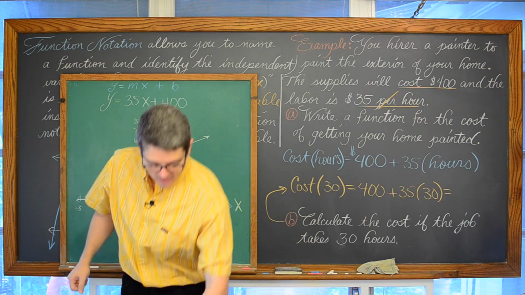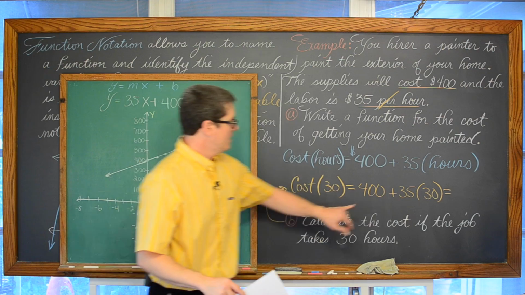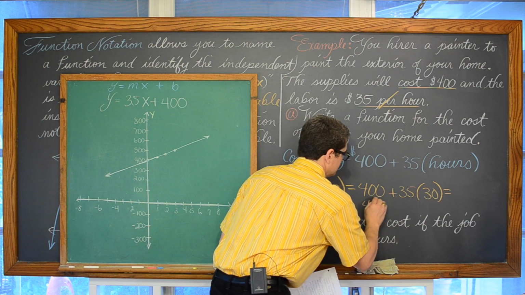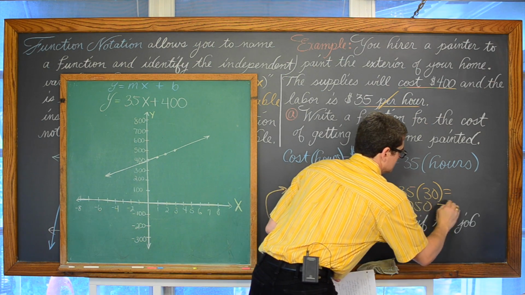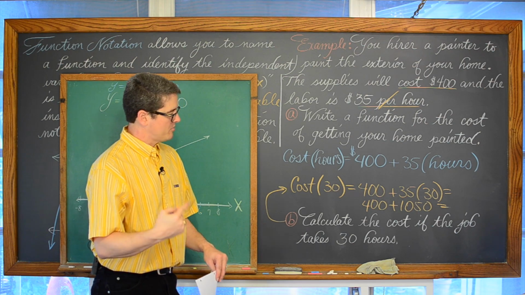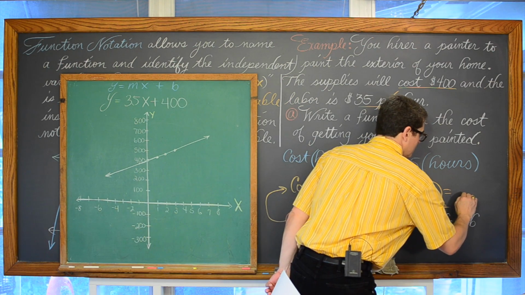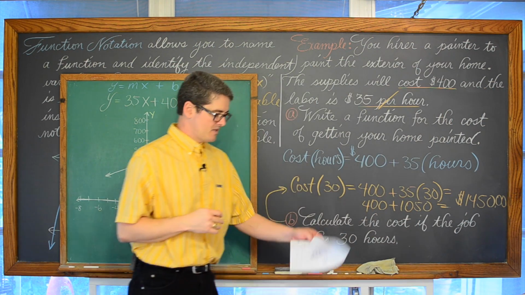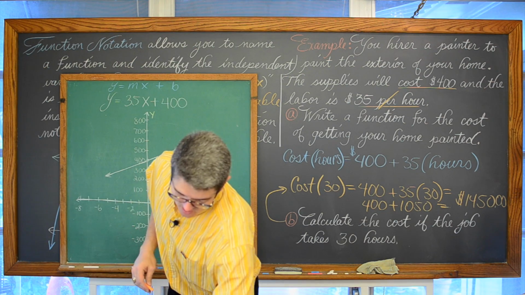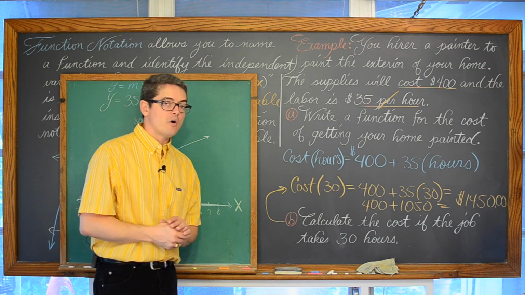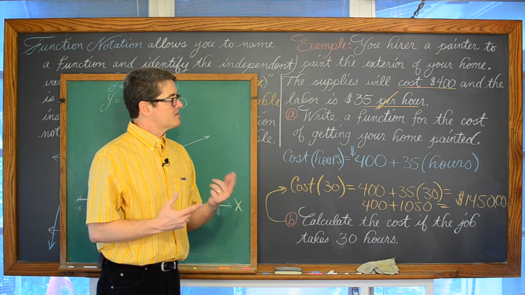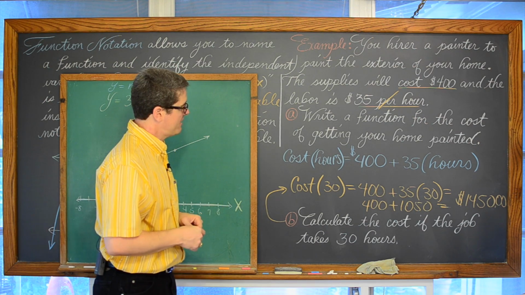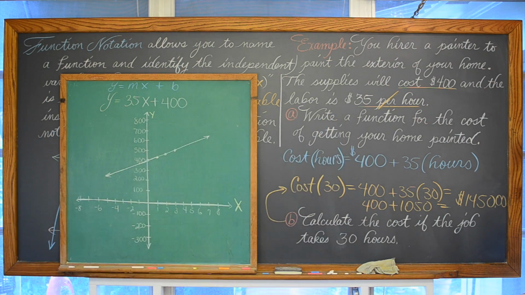Now when you get all that typed into your calculator correctly, the 30 times 35 is going to be 1,050. And when you add 400 plus 1,050, you get $1,450. And let me double check. Yes, that is how much the job is going to cost this particular homeowner if they hire this painter that's saying the supplies, the paint's going to cost $400, and they're charging you, again, $35 an hour.